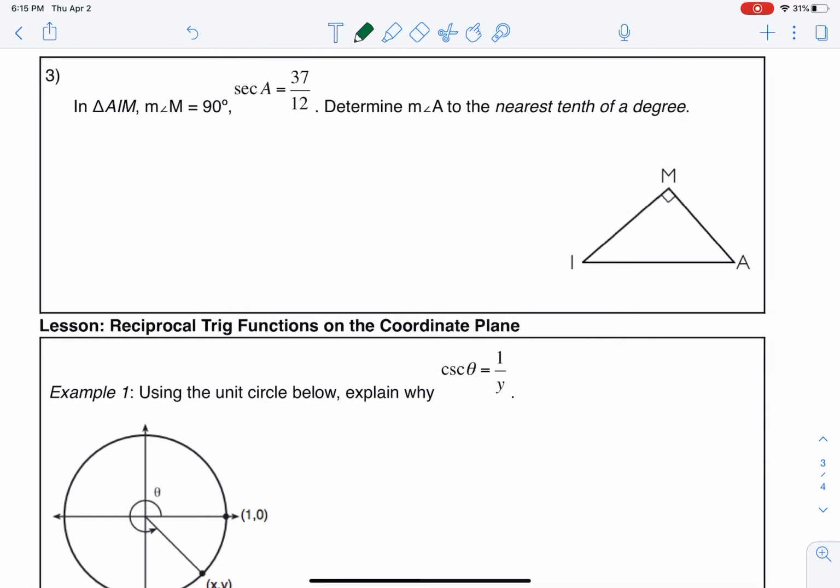For question 3, we're given a measure of an angle, we're given a secant ratio, and we're asked to determine the measure of angle A. So we would need to use maybe our inverse secant, which you'll see on the calculator. What does this tell me about my triangle? Well, secant is hypotenuse over adjacent. So use that to help you label this triangle here, given where angle A is located.